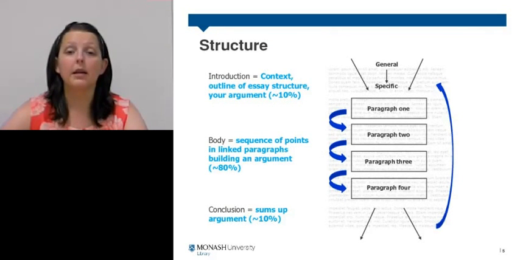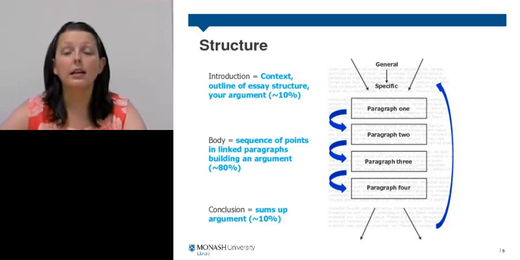Now, here we have the basic structure of an essay. In this case, we have an introduction followed by 4 body paragraphs and a conclusion. The introduction is usually about 10% of your word count and provides context for the topic, an outline of the essay structure, and your argument that you're going to be making. This is followed by the body section where you have a sequence of paragraphs that build the argument. This section is usually about 80% of the word count. Finally, you have a conclusion that sums up the argument you made, and this is also 10% of the word count.